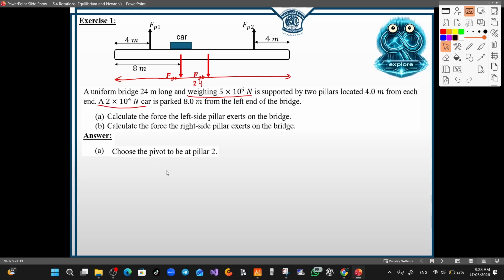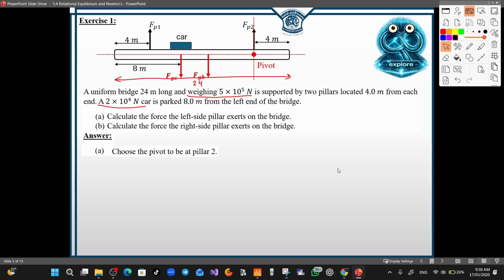So now, since the bridge is in rotational equilibrium, we can apply the rotational equilibrium condition. But first, we need to choose the position of the pivot, and we're going to choose it in a way that serves our goal of finding FB1. So we're going to choose the pivot at pillar 2. This is a very smart choice because the force at pillar 2 produces zero torque about that point, so it disappears from the torque equation.